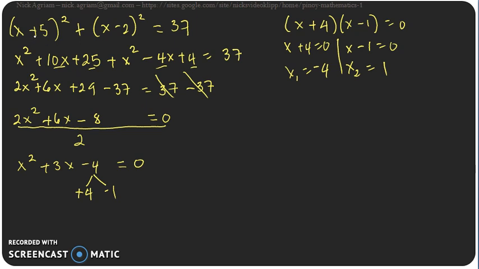We have 1 squared plus, that's not correct. It's not 37. What did I do? 2x squared plus 2x squared and then 10x, that's 6x. 29 minus 37, that's minus 8.